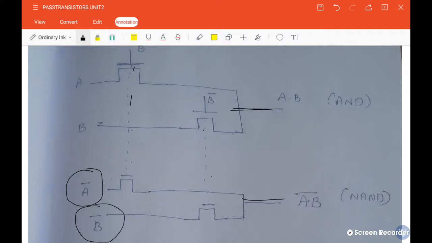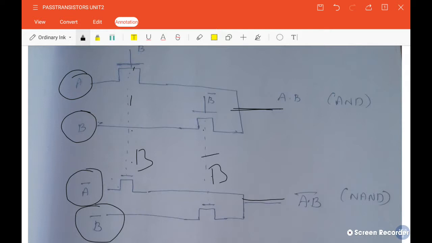For getting the AND logic, the inputs that we are feeding are A and B. Here in NAND logic, we have to give A bar and B bar. To connect the control signals, for A bar the control signal is B, and for B bar the control signal is B bar again. So you can verify the logic.